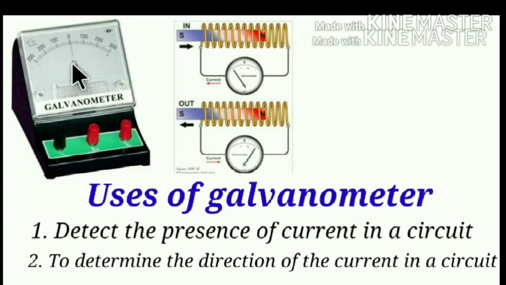The needle at the middle of the galvanometer deflects according to the direction of the current. Here it is the left side, here it is the right side. So the galvanometer is used for determining the direction of current, and the presence of current is also detected by this galvanometer.